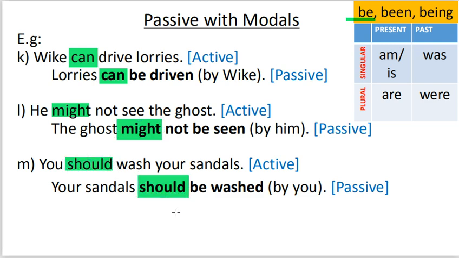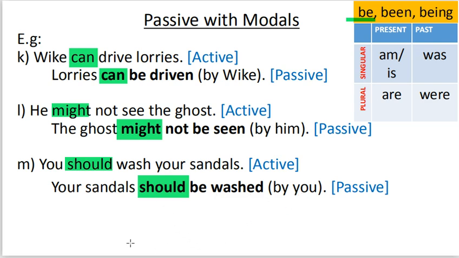No changes. Like in example L, he might not see the ghost. The passive sentence becomes the ghost might not be seen by him. Example M, you should wash your sandals. In passive voice, it changes to your sandals should be washed by you.